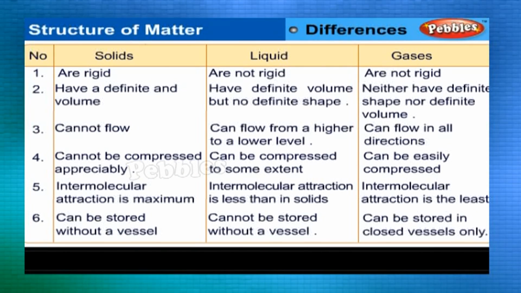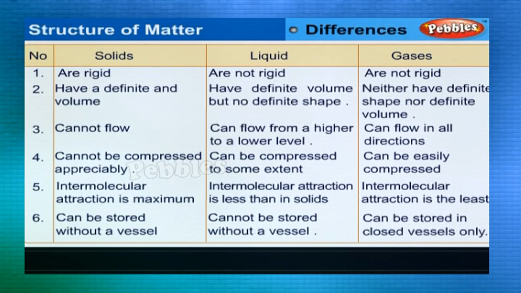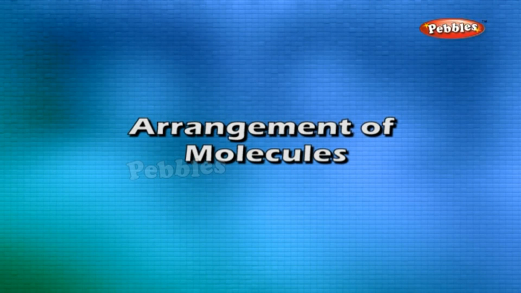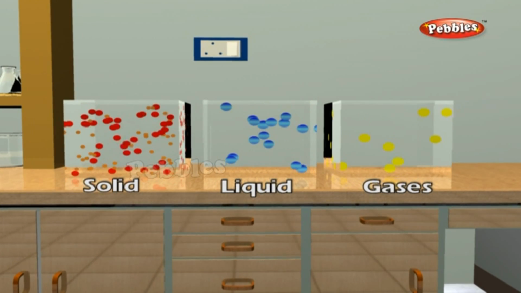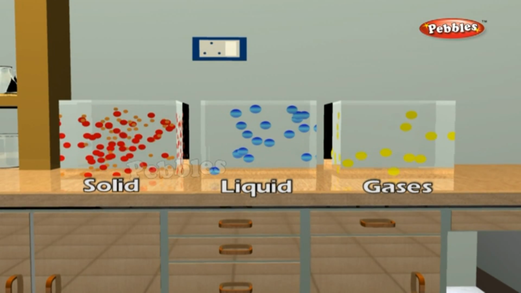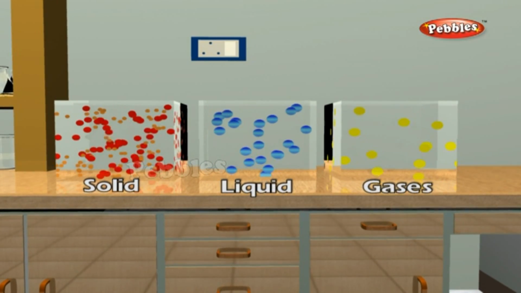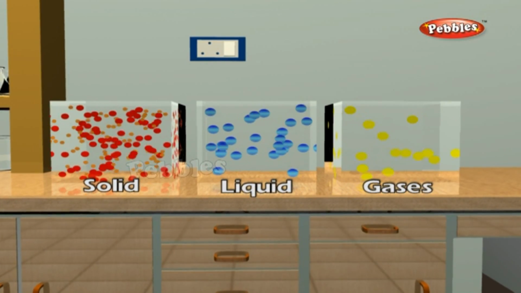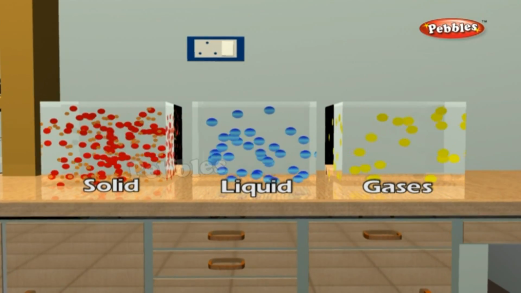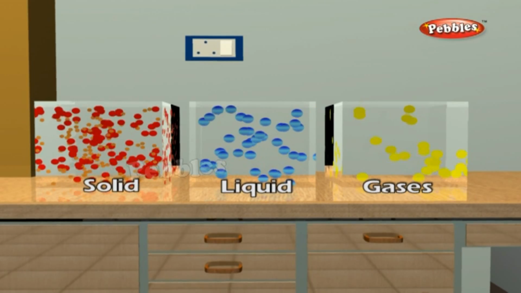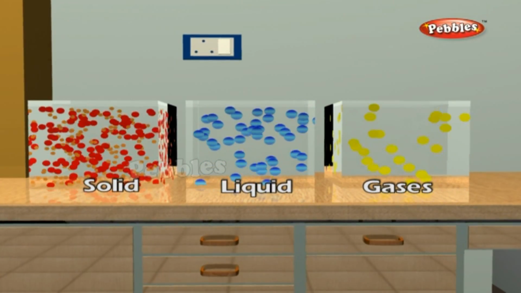Differences between solids, liquids, and gases are given in the table. Arrangement of molecules. Solids. In solids, the molecules are closely packed. They have the least amount of intermolecular space. The force of attraction between the molecules is very strong and free movement of molecules is not possible. That is why solids are rigid and retain their shape.